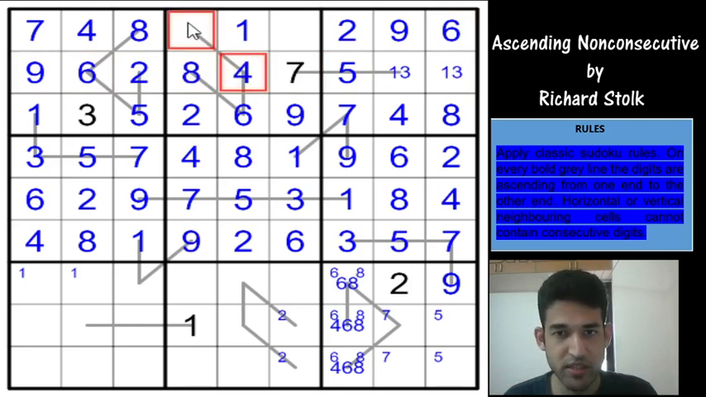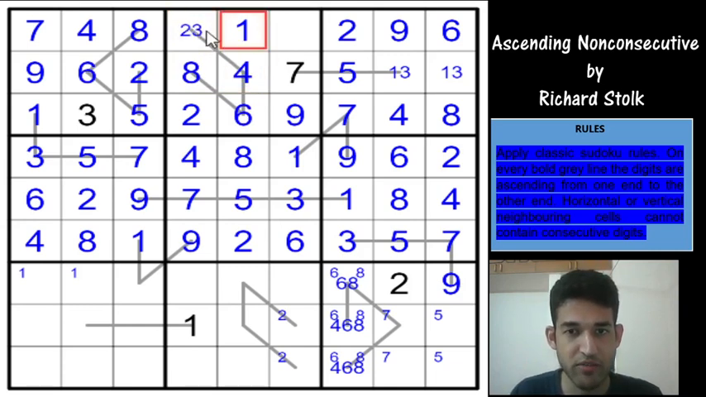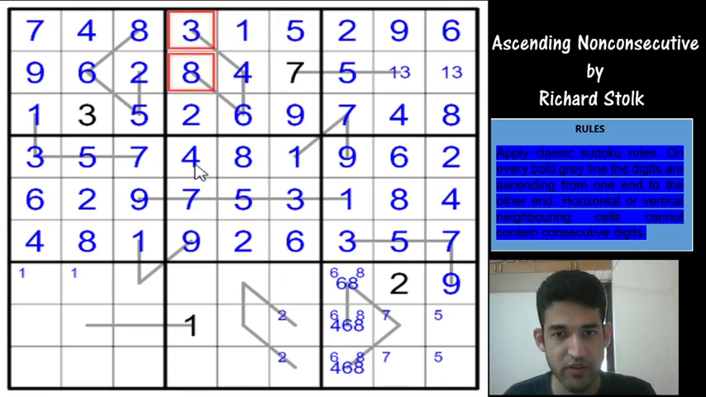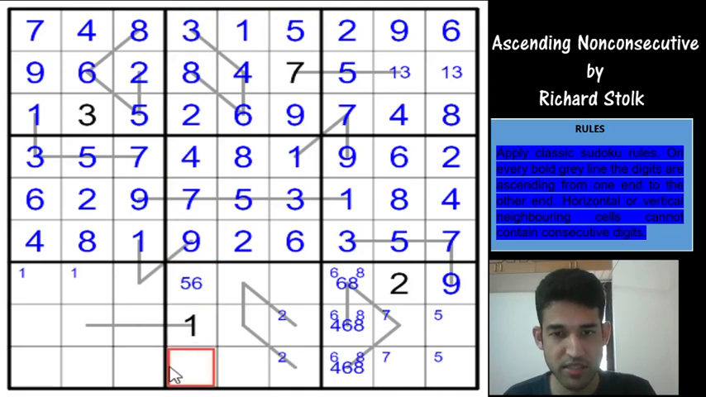And now we know that on this side it's decreasing. So this has to be 2 or 3. It has to be less than the 4. Can't have 2, so that has to be 3 and that has to be a 5. 2, 3, 8, 1, 4, 7, 9. So the remaining candidates are 5 and 6. So let us place them here.